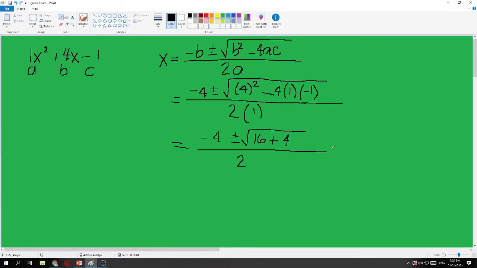Now, what are you going to do next? This becomes negative 4 plus minus the square root of 20 over 2. Now, my question is this. The square root of 20 can be simplified, right? It can be simplified. What are factors of 20 such that one factor is a perfect square?